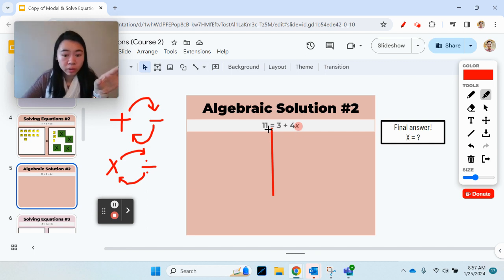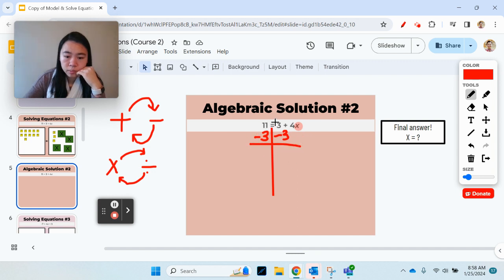Okay, that 11 is on the other side. I want to know what's happening to my variable. So I've got 4x's plus 3. Okay, so 3 plus 4x. I want to go ahead and get rid of this plus 3, this positive 3. How do I get rid of a positive 3? Let's take it away. Let's subtract it. Subtract 3 from both sides.